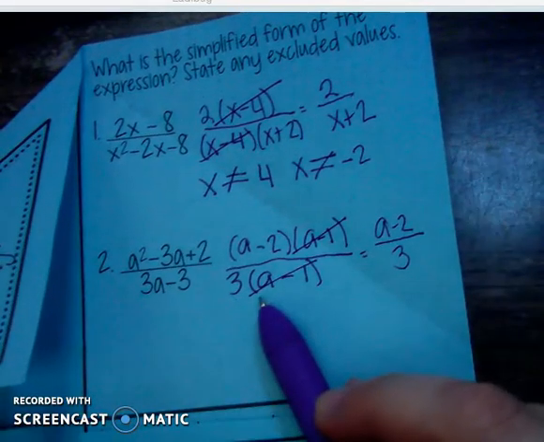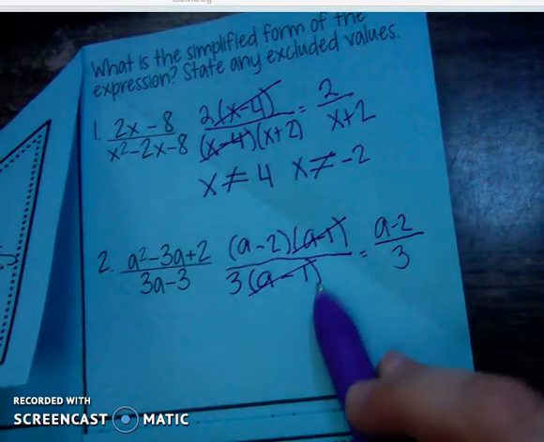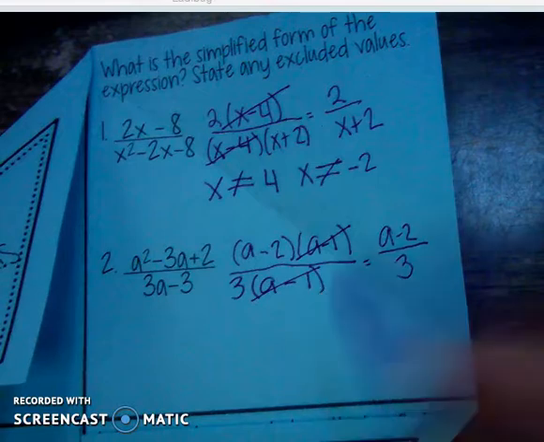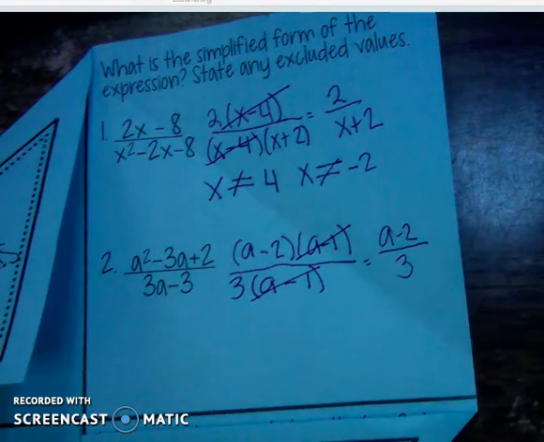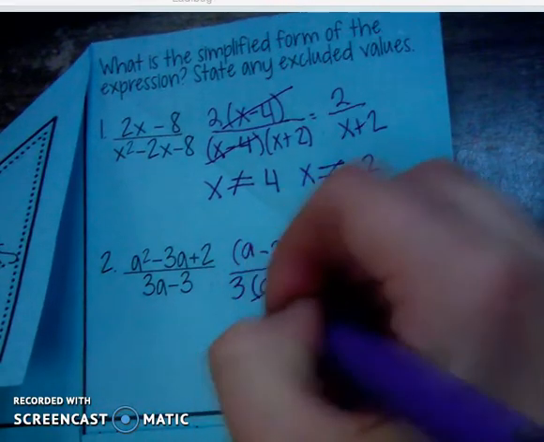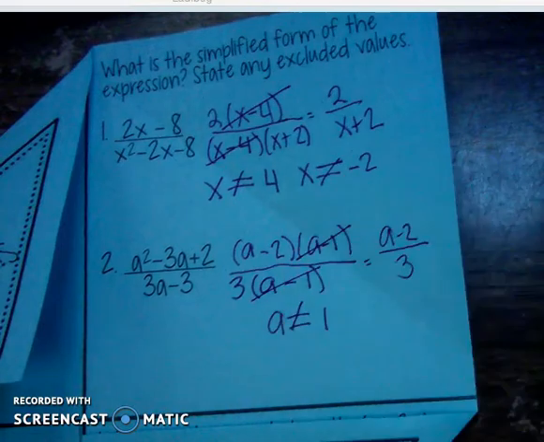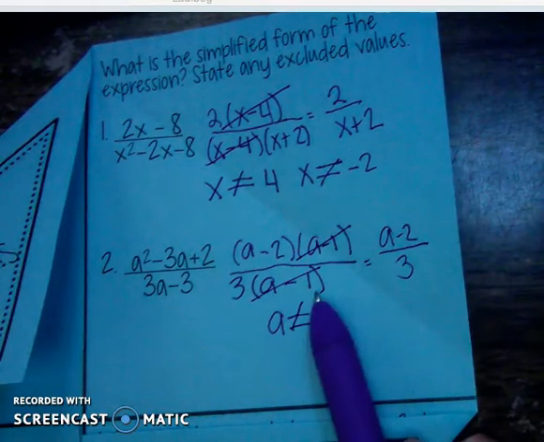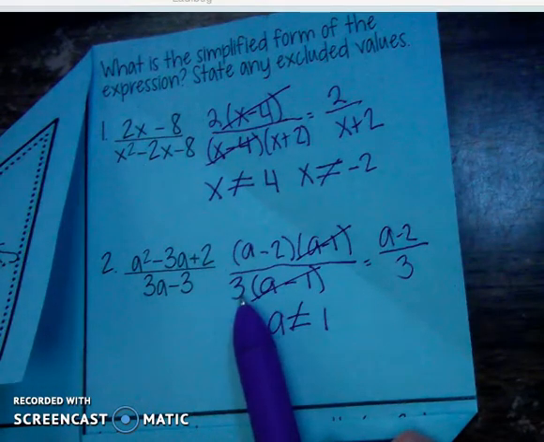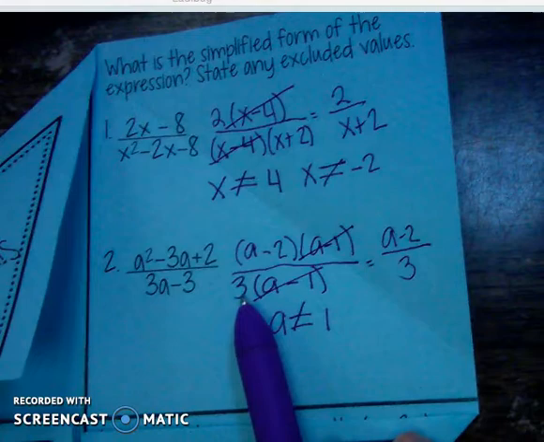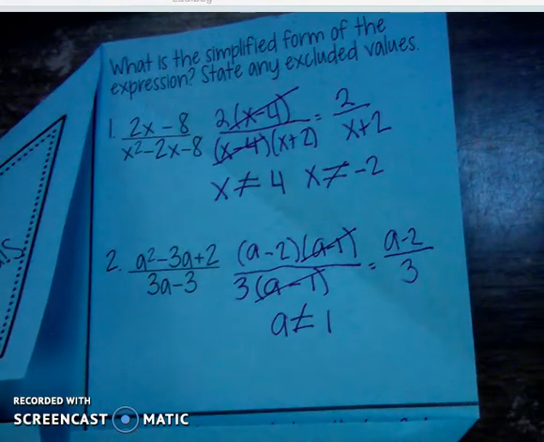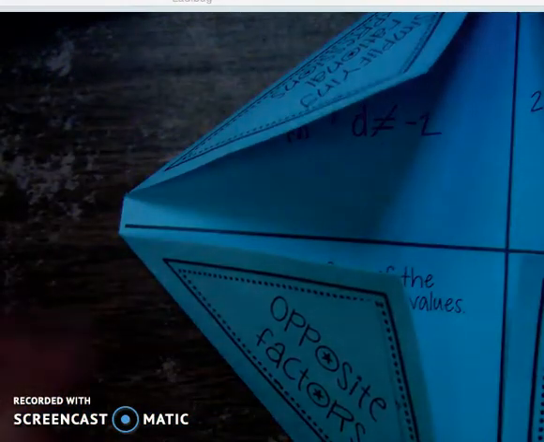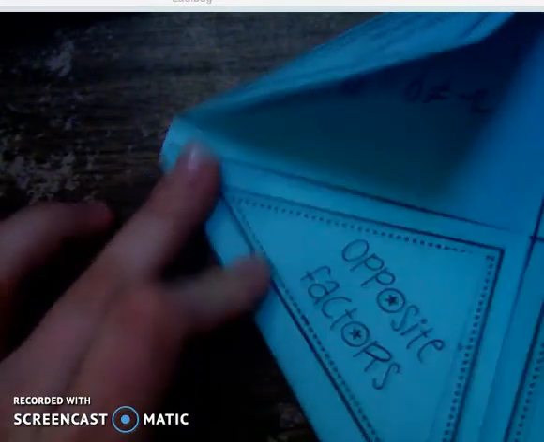What can a not be, to make it zero out, which would make this an undefined rational expression? A cannot equal positive 1 because 1 minus 1 is 0. 0 times 3 is still 0. All right, good. And the third flap we're looking at is opposite factors.